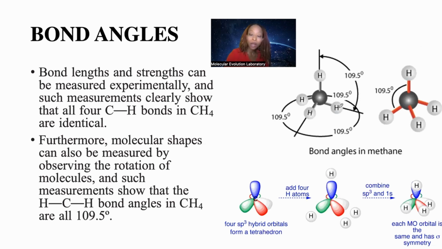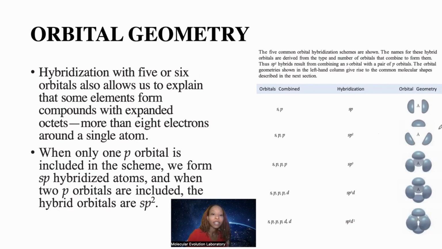The 4 hybrid orbitals in the methane molecule are oriented along the 4 corners of a tetrahedron to minimize repulsion, hence the bond angle of 109.5. 360 degrees divided by 4 would give you 90, but the accurate calculation of the bond angle for methane is 109.5. Hybridization with 5 or 6 orbitals can allow us to explain that some elements form compounds with extended octets, which is more than 8 electrons around a single atom.